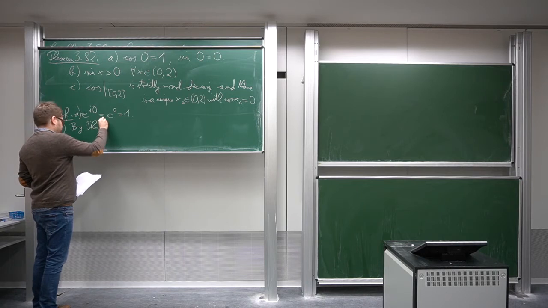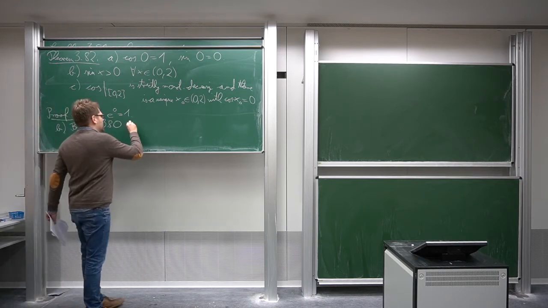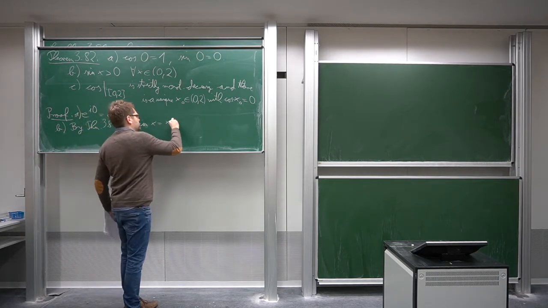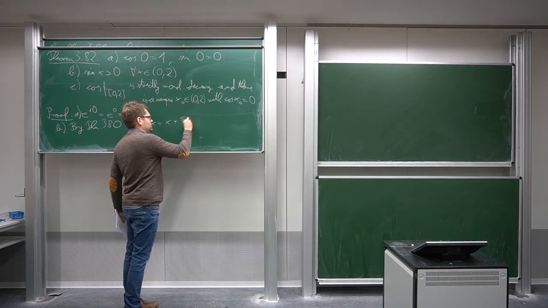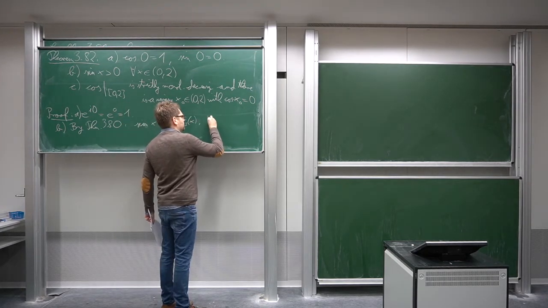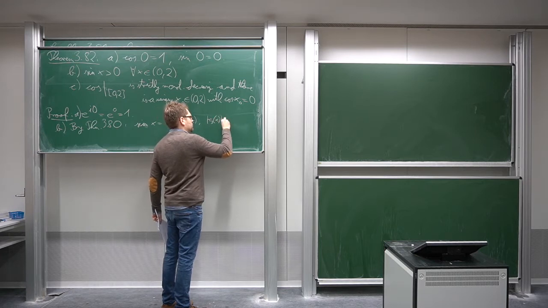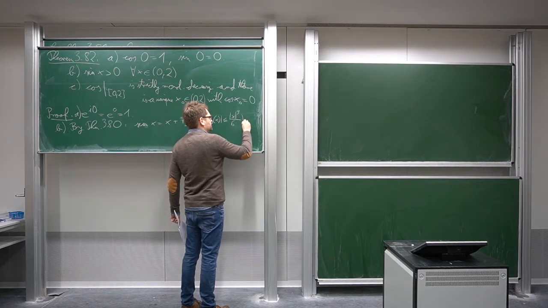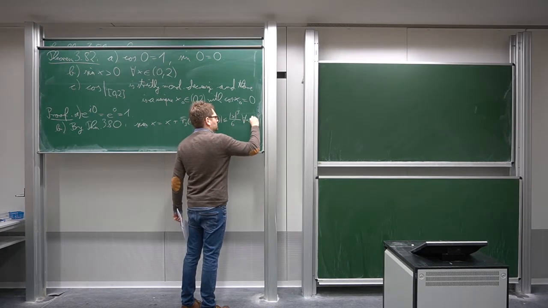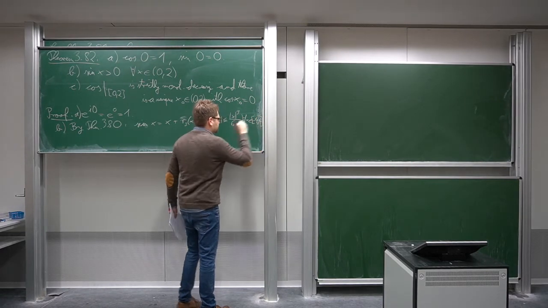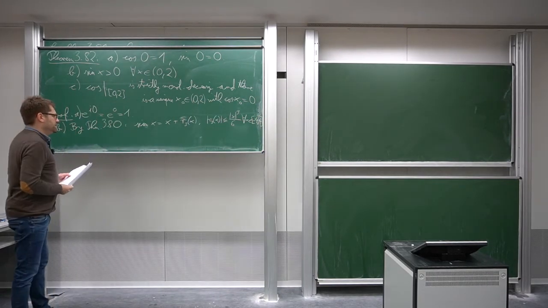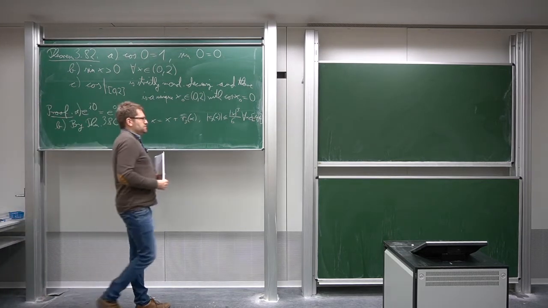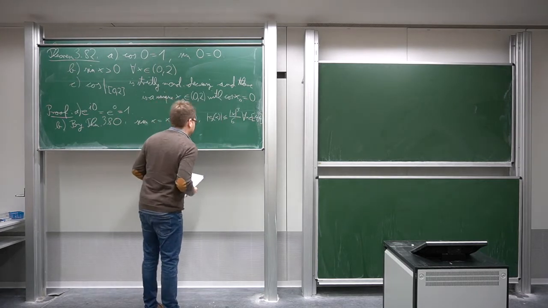By theorem 380, we have that the sine of x is x plus r3 of x, and we have that the absolute value of r3 of x is smaller than or equal to the absolute value of x to the power of 3 divided by 6 for all x in this interval around 0. Okay, sorry for squeezing again. So this is what we have, and now this will be used. With the values we have, this is an upper bound.